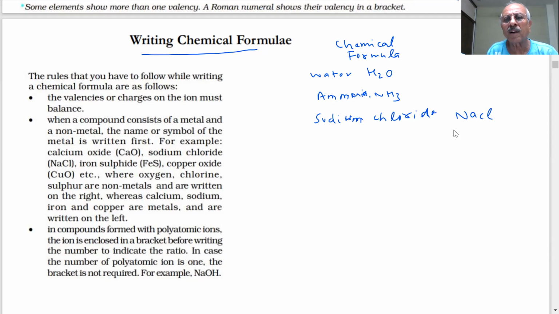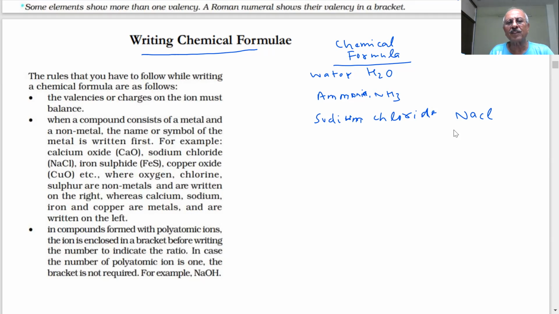Sodium chloride, water. These are the chemical formulas. Okay, you can write them. Similarly, we are going to tell you how to write the chemical formula. In the books, you are seeing the chemical formulas of carbon dioxide, calcium chloride, magnesium chloride. Now, how do we write the chemical formula in chemistry?